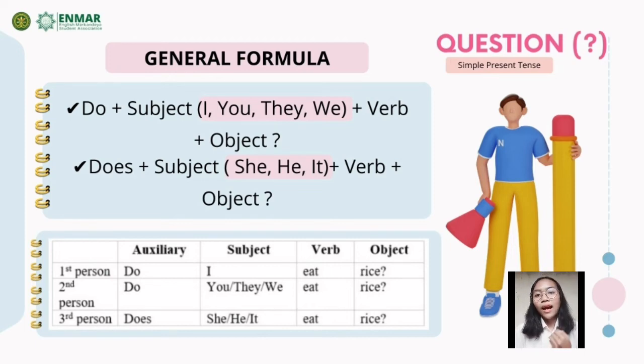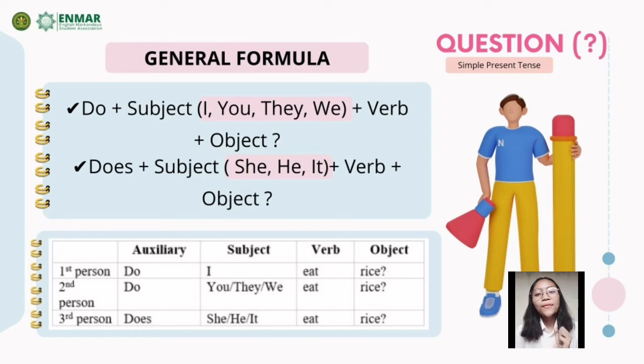Do, subject I, you, they, we, plus verb plus object, and question. About does, subject she, he, it, plus verb plus object, and question. In the first sentence, auxiliary do, subject I, verb eat, and object rice, in the question. In the sentence, do I eat rice?